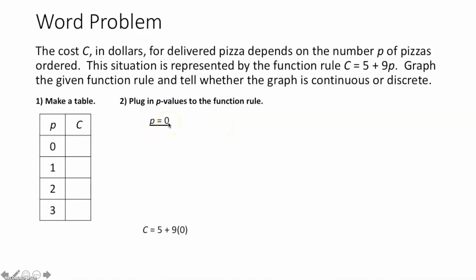P equals 0. We're going to take 0, plug it in for P in our function rule up here. What's 9 times 0? Because we have to multiply before we add. Got to do PEMDAS. So 9 times 0 is 0. 5 plus 0 gives you 5. So I'm going to take 5, plug it in next to 0.